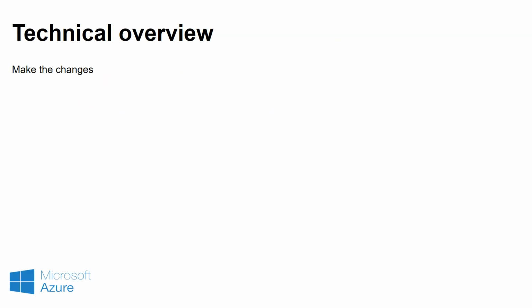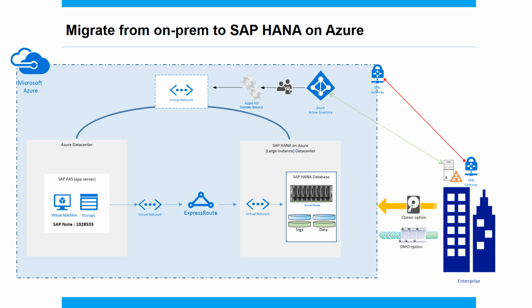In this last slide, I will explain the different options to run the migration from on-prem to the Microsoft Azure cloud. This overall picture shows the different components in place to run the migration from a regular ERP on any database on-premise to SAP HANA in Azure.